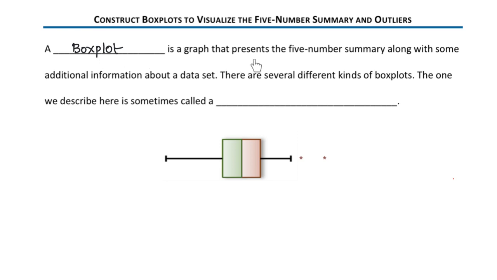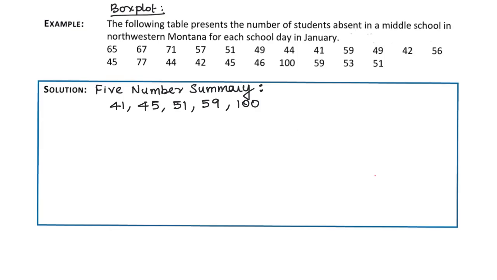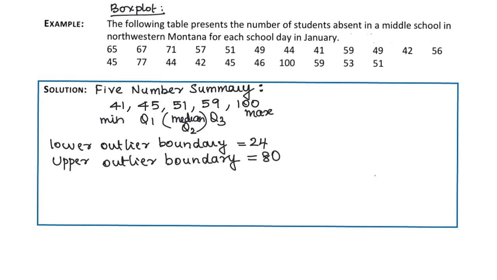A box plot is a graph that represents the 5-number summary along with some additional information about the data, including outliers. There are several different kinds of box plot. The one we describe here is sometimes called a modified box plot. Let us construct a box plot for the previous example. In the previous example, we found the 5-number summary. This is the minimum, this is the maximum, this is the median, and this is Q1 and this is Q3. Median is also Q2. Lower outlier boundary is 24 and upper outlier boundary is 80.